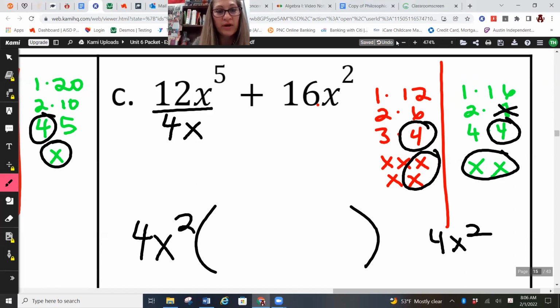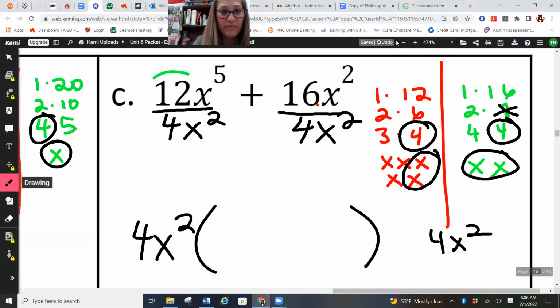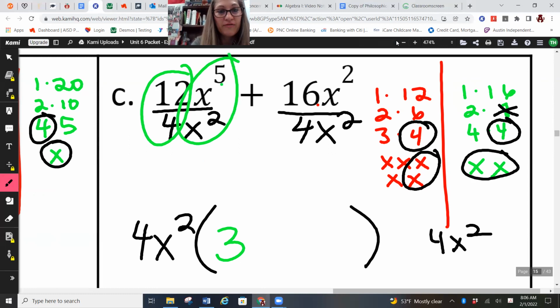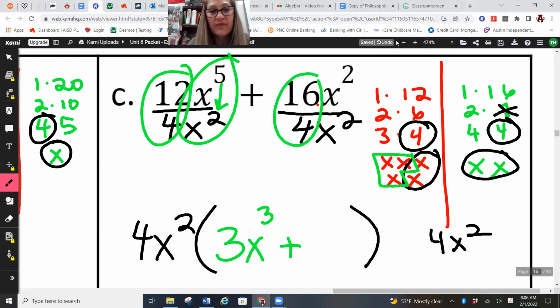And then what's going back inside? So I'm going to divide by 4x squared, and I'm going to divide by 4x squared. All right, 4th grade math, 12 divided by 4 is 3. 9th grade math, 5 minus 2 is 3, x cubed. And remember, guys, I had 3 x's remaining. That's where those 3 x's go. Okay, 4th grade math, 16 divided by 4 is 4. X squared divided by x squared is 1. You could do it 9th grade math where you get 2 minus 2 is 0 and anything to the 0 is 1 and 1 times 4 is 4.